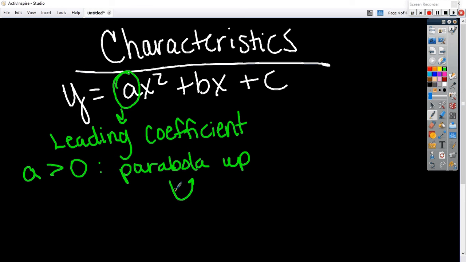So it is a happy parabola. Positive, happy, smiling, opening up. Wait, what means it's positive? If the leading coefficient is positive. How do we know it's positive?